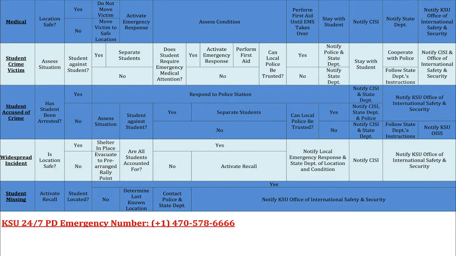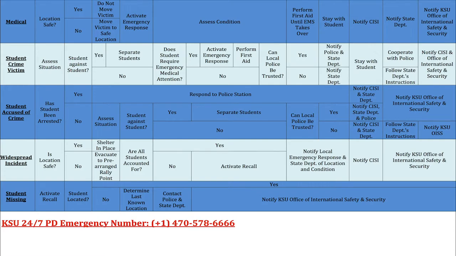The Proactive Matrix. The Proactive Matrix is available on the Office of International Safety and Security website and is an important resource for anyone traveling overseas. The matrix has 5 categories of possible emergency situations that could occur on your trip. Move through the matrix, answering the questions appropriately to determine what your next move would be.